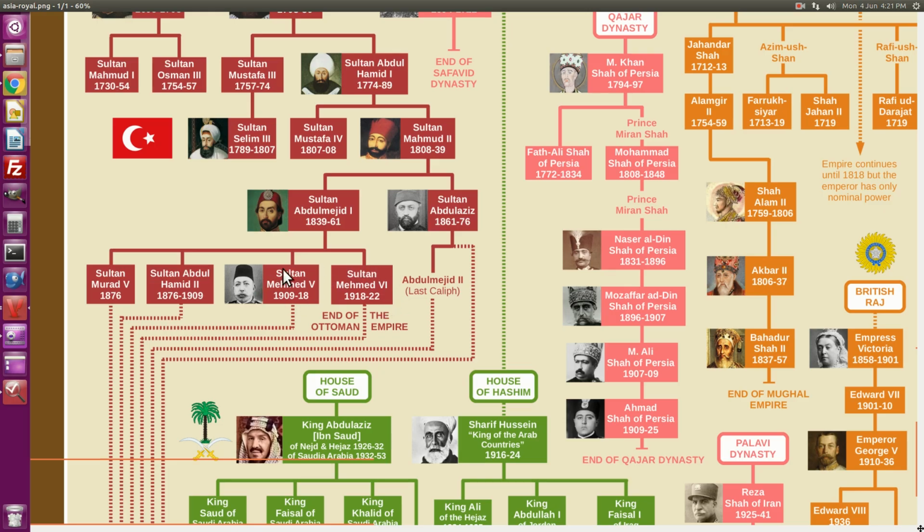It is this particular individual, Mehmed V, who was the sultan during World War I. And during World War I, the Ottoman Empire sided with Germany and Austria, and of course they lost the war, and therefore at the end of that war, the Ottoman Empire kind of crumbled and fell apart, and the various portions were divided up amongst European powers. And shortly thereafter, there was a revolution in Turkey, and the monarchy came to an end.